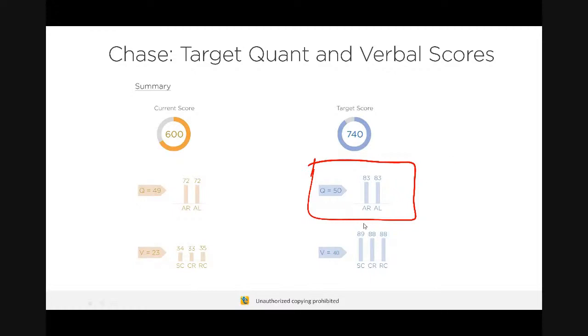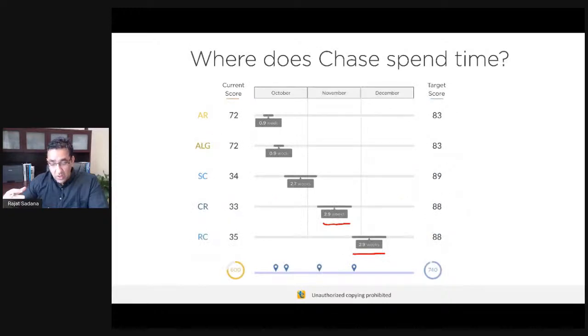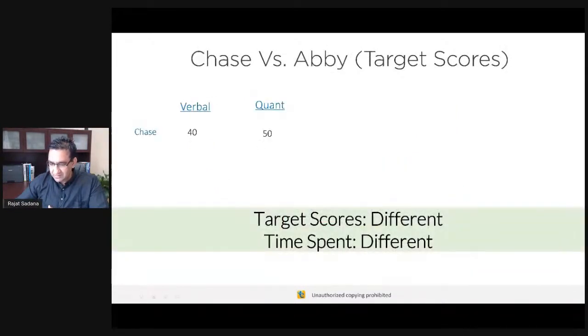But essentially, we do recommend aiming for a Q50, because Q50s people get it much more consistently, and accordingly, Chase will have to get to a V40, which is around that 90th percentile. So where would Chase spend his time? Not as much time on quant. You can really see about a week on quant to improve to that Q50, but then a lot more time on verbal over here.